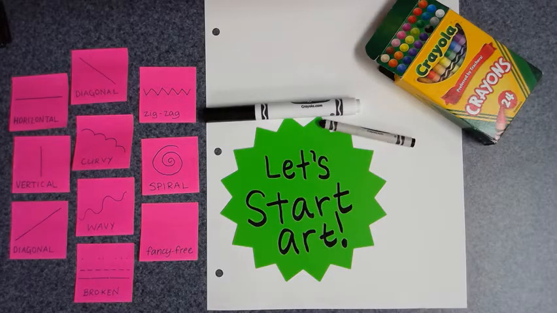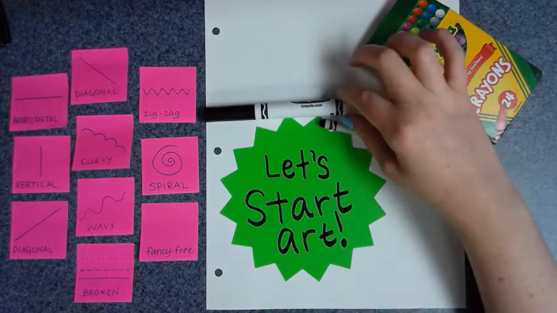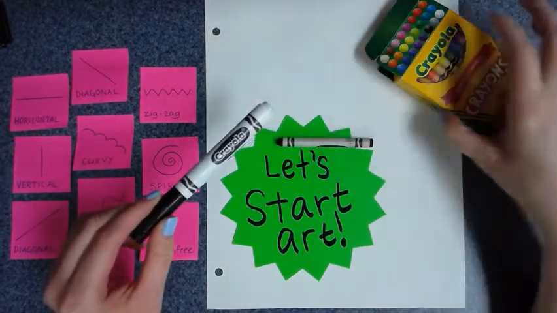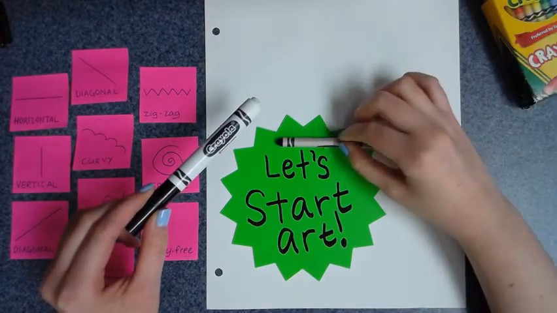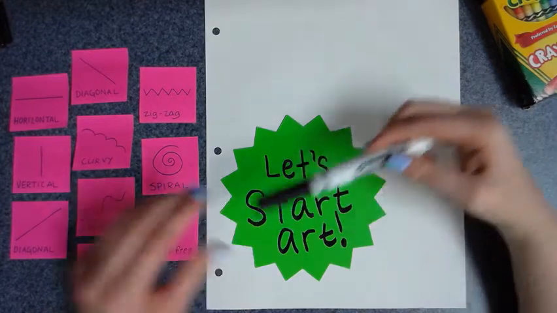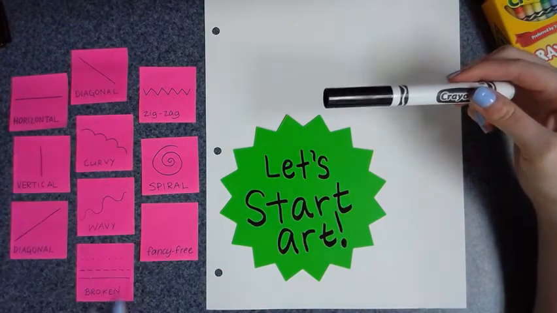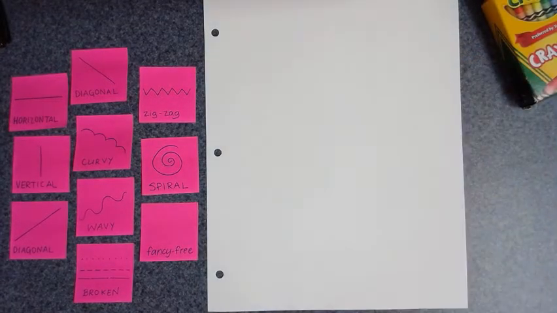Before we get started, we need to get a few things. We're going to need a piece of paper to draw on. Either a black marker or a black crayon would work. And then a box of crayons to color in our spaces. So let's get started. I have all of the line types here so that I can remember which ones I still need to include in my picture.